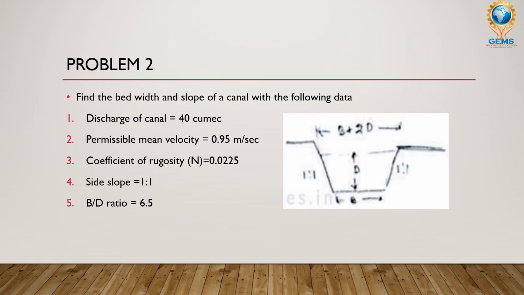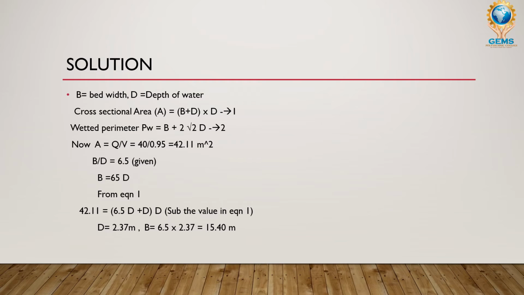Kindly understand that. And you can see the side slope value 1:1, B by D ratio 6.5, discharge of canal which is given as 40 cumecs, and permissible mean velocity is 0.95 meter per second. Here also you are going to see the same trapezoidal section only. For this design of the most economical canal section, for this trapezoidal section, you are going to find the following values: the B value, D value, and our wetted perimeter value also.